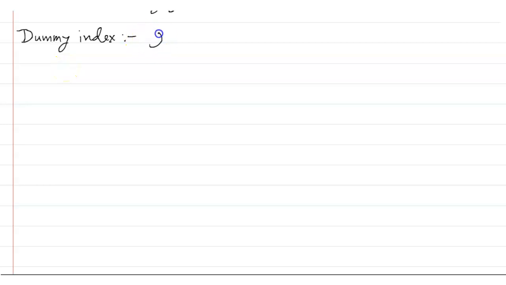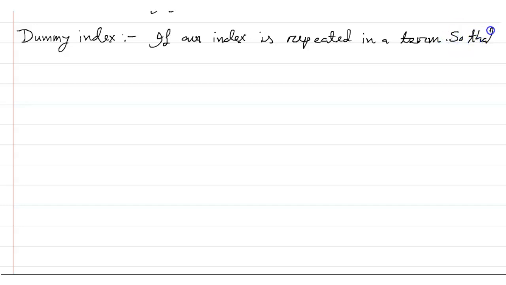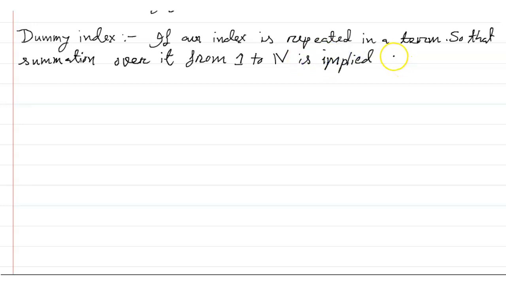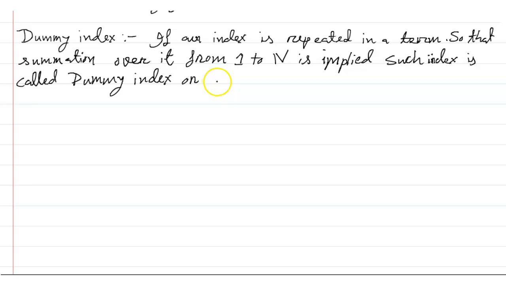Let's discuss dummy index. If an index is repeated in a term, so that summation over it from 1 to n is implied, such an index is called a dummy index or umbral index.